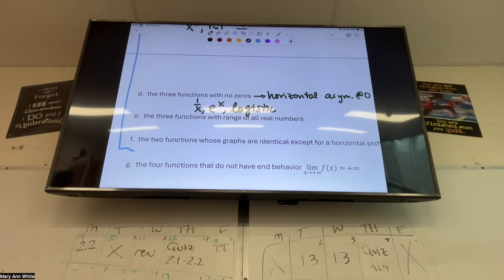Bonus, what's the other graph that has an asymptote? There's only 4 that have asymptotes. What's the 4th one? We already said reciprocal. Natural log. But what kind of asymptote does natural log have? A vertical one, so it will cross that x-axis.